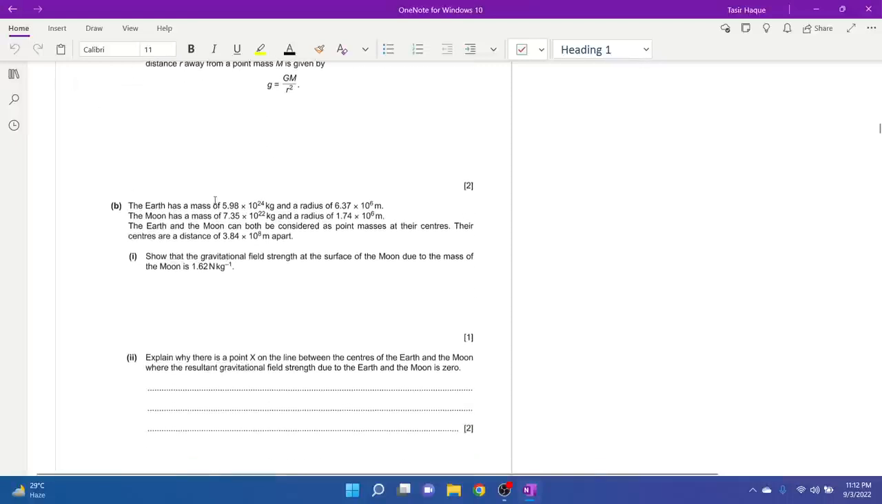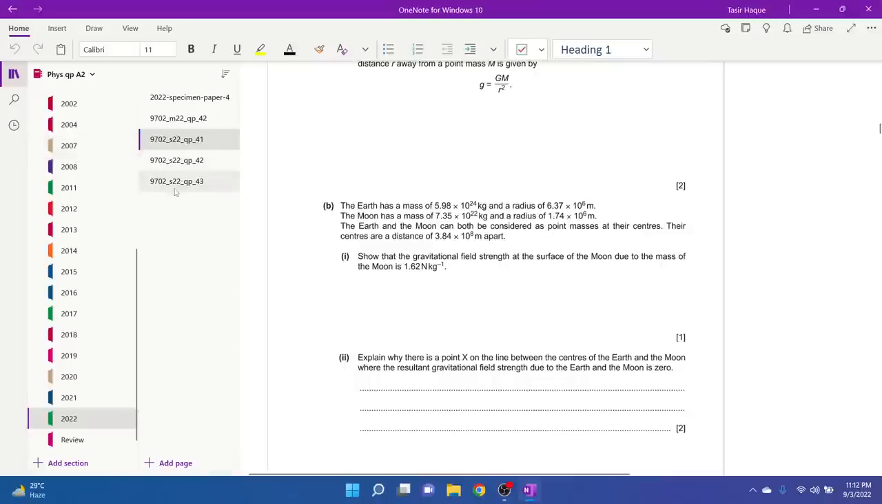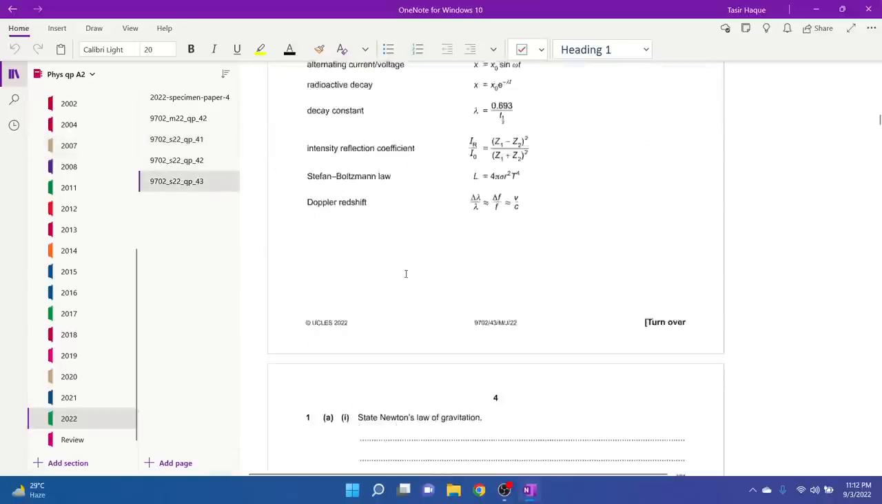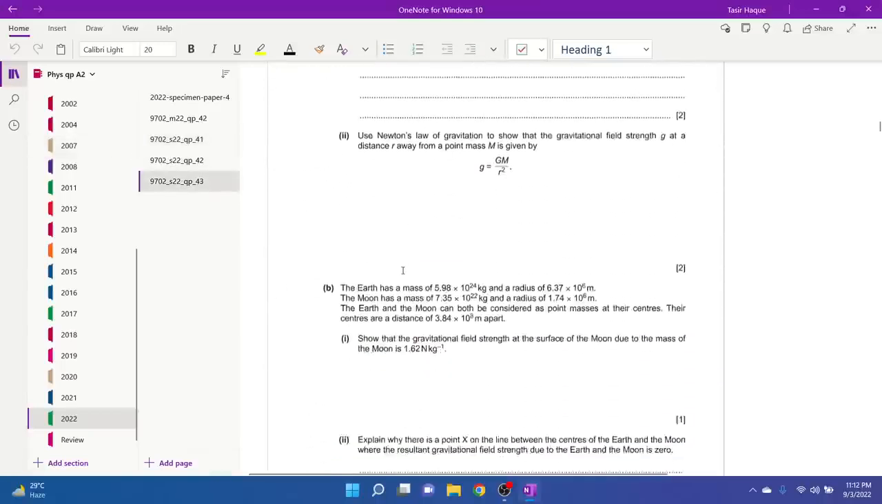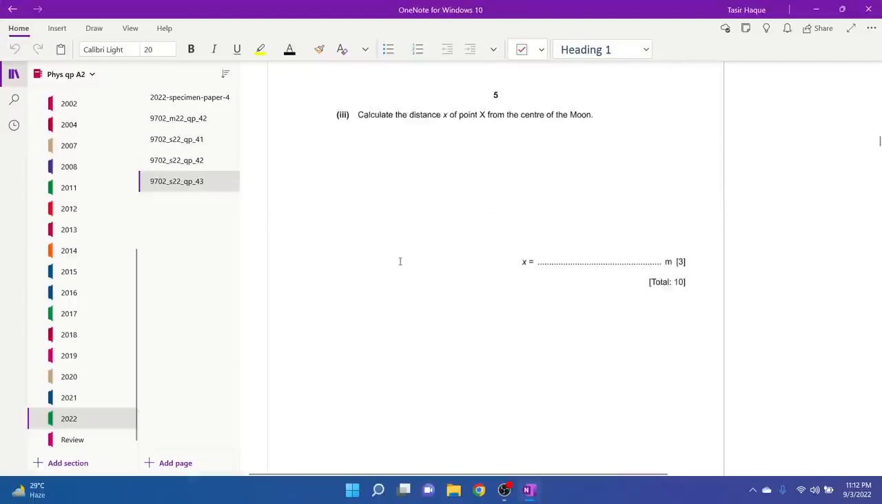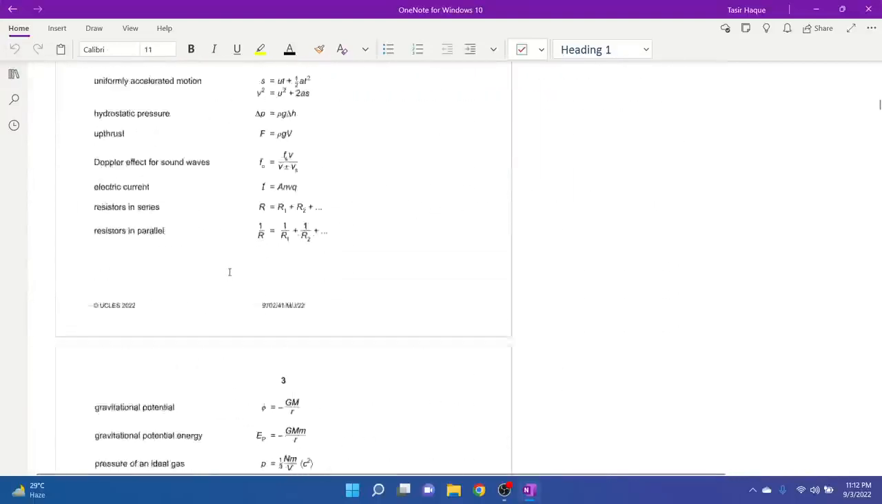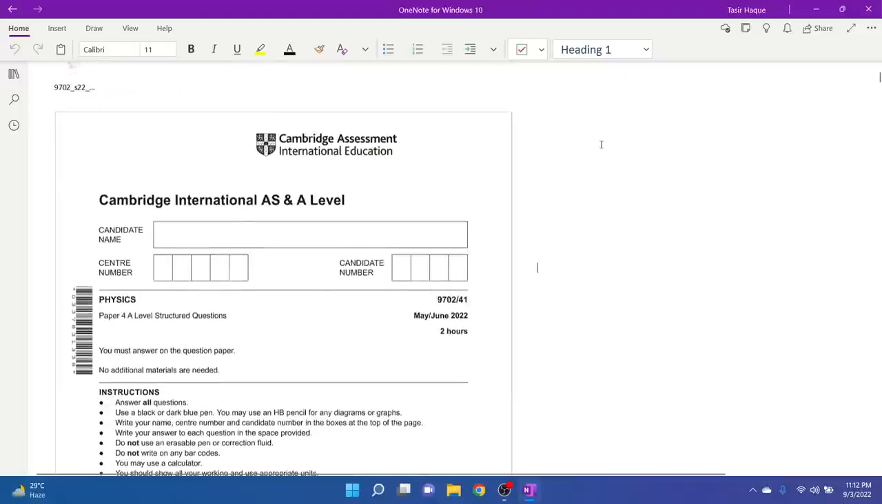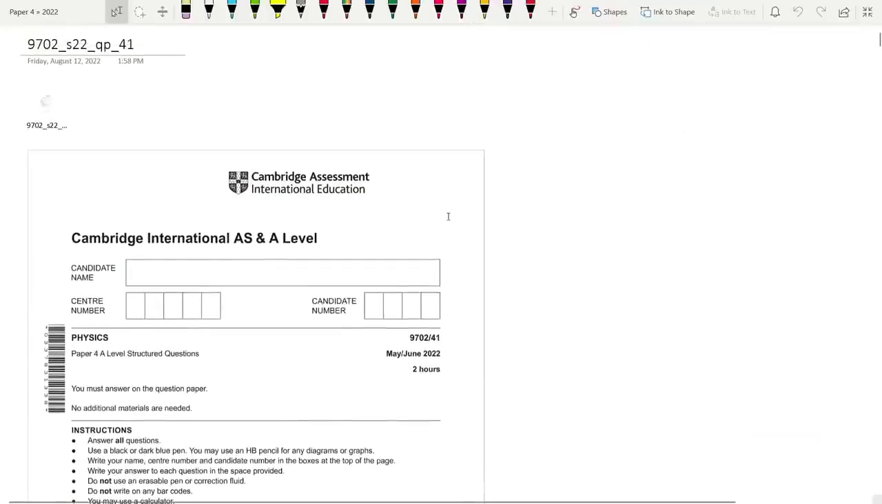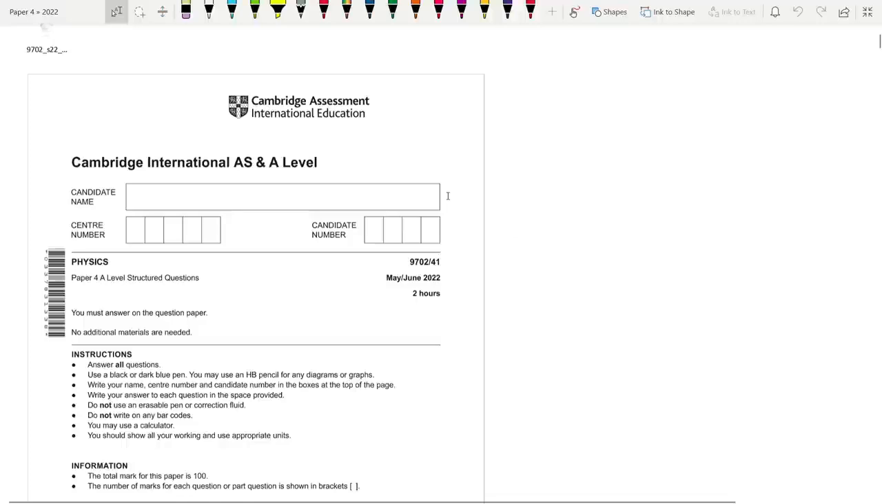The Earth has a mass of this, the Moon has a mass of that. It's common with paper 4.3, okay? So we're essentially doing the same paper. Alright, so this is May June 2022, paper 4.1 or paper 4.3. The time is 2 hours.